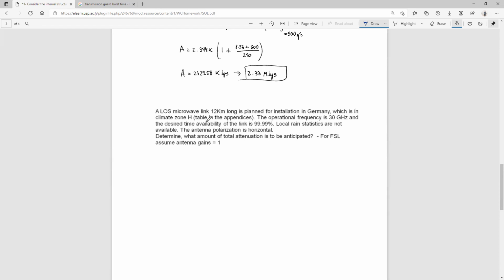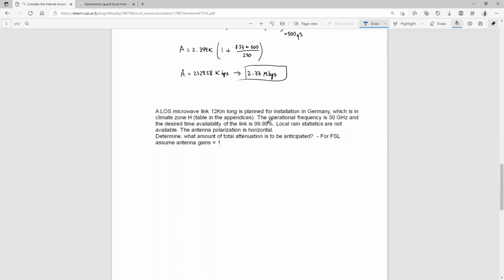Moving on to the last question. A line of sight microwave link 12 kilometers long is planned for installation in Germany, which is in climate zone H. So again, we are going to use climate zone H as our reference. The operational frequency is 30 gigahertz and the desired time availability of the signal is 99.99%. So it is available for 99.99% of the time.